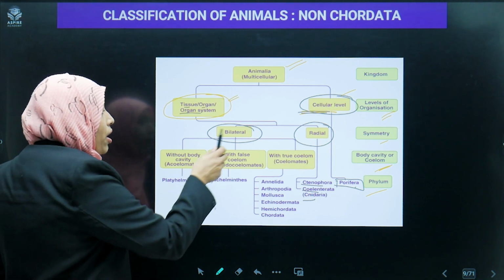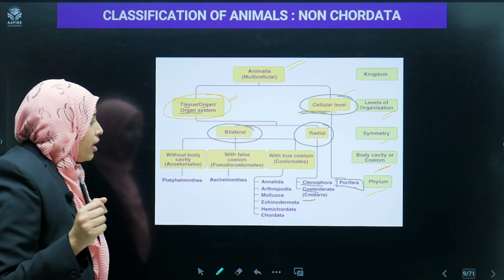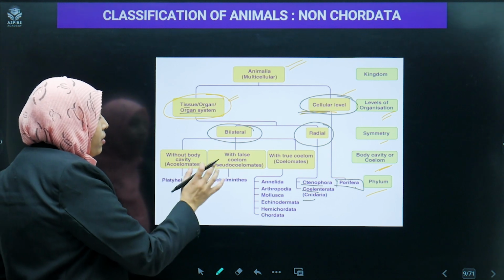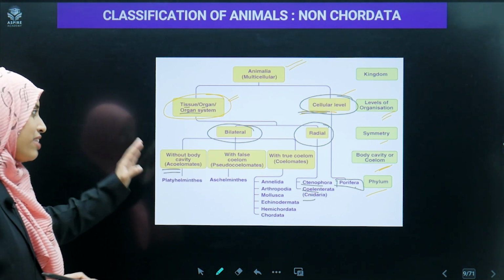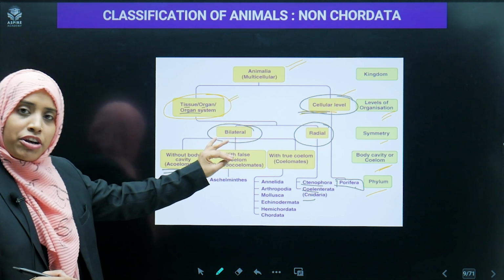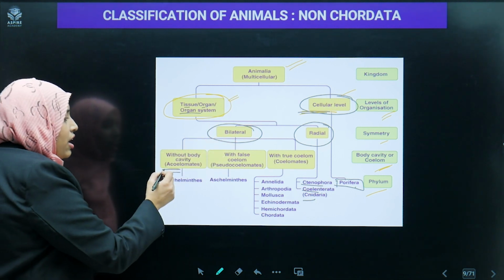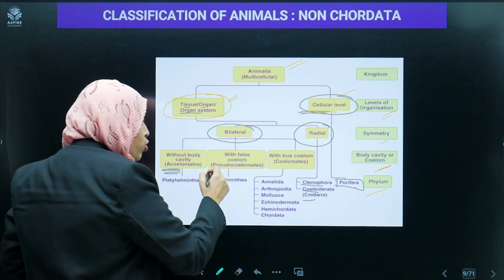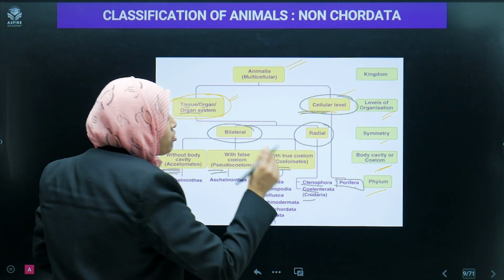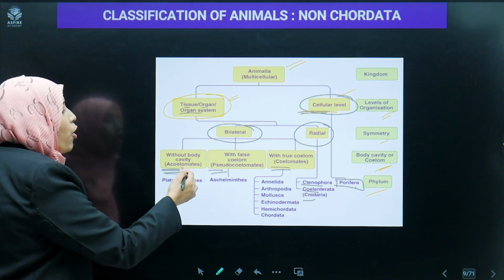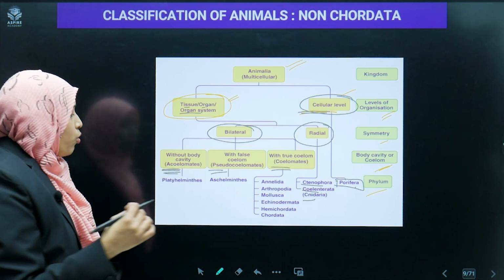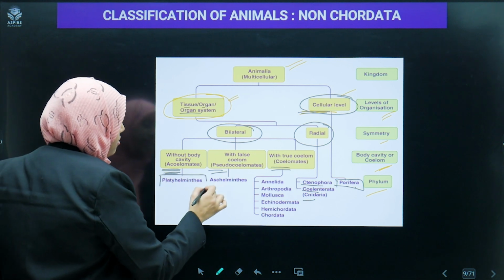Okay, if we look at bilateral symmetry, some organisms have bilateral symmetry but are either acoelomate, or pseudocoelomate, or a true coelom is present. So without a body cavity, that is acoelomate, they are Platyhelminthes.